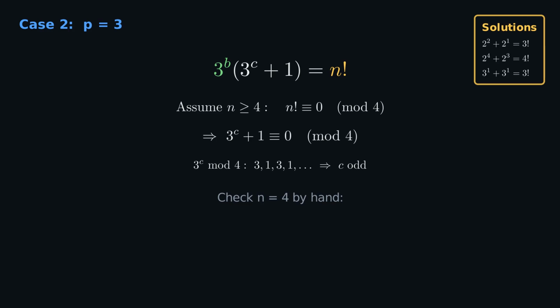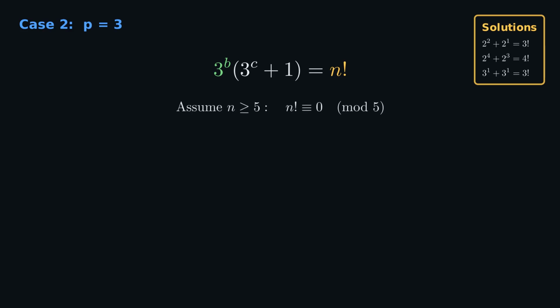So now we're going to do something similar to before. We're going to check another case by hand for n equals 4 exactly. And we find that there are no solutions for n equals 4 with p equals 3. So now we assume that n is at least 5, so n is greater than or equal to 5, and now we reduce modulo 5, like we did before. And again, that means that n factorial is 0 modulo 5, and again, that means that 3 to the c plus 1 is 0 modulo 5.